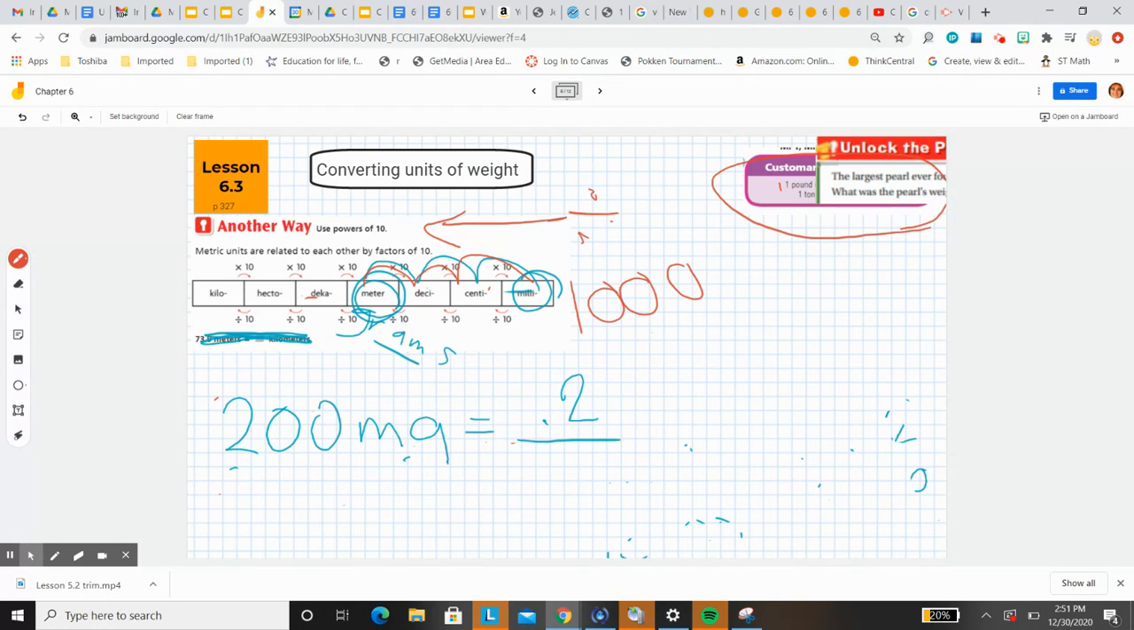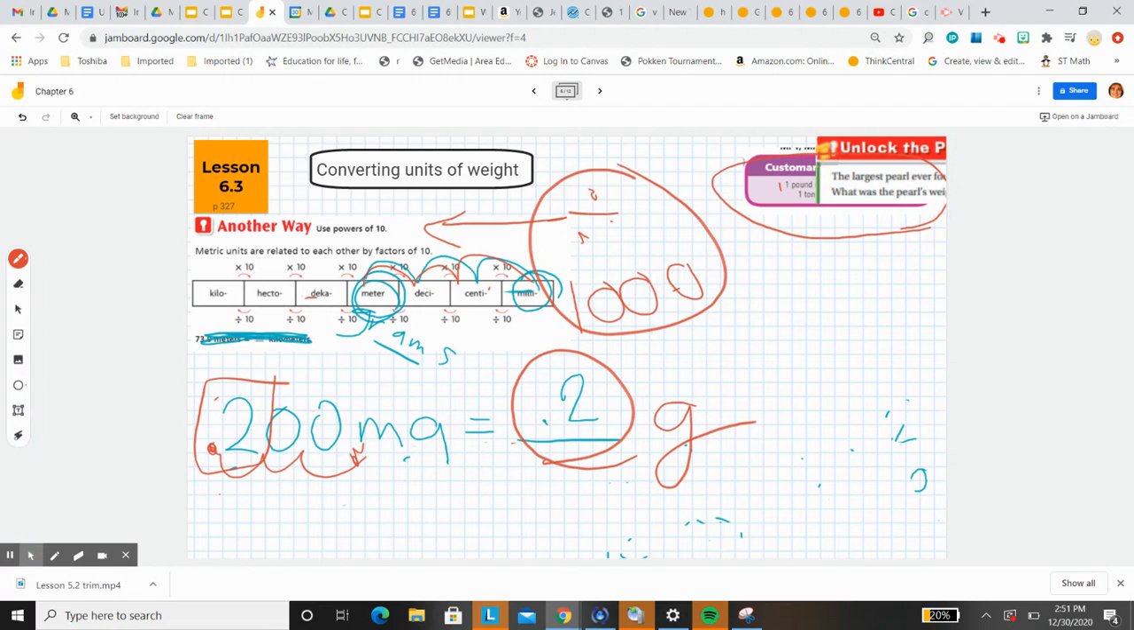Okay, so we're going to divide by 1,000. So if I start with my whole number right here, and I'm going to bounce 1, 2, 3 places, and look what I get. I get 0.2. That is the answer that I came up with here when I was converting to grams.